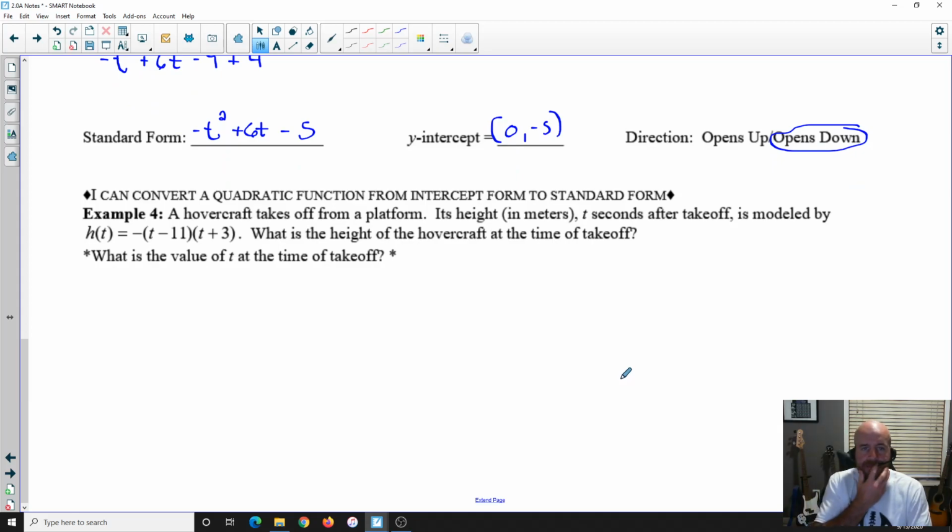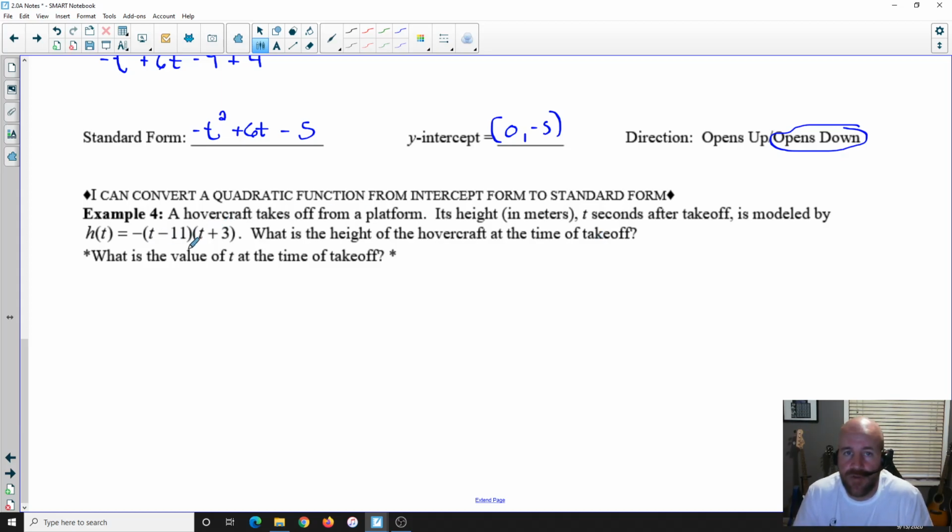All right, so last example here. We have a hovercraft takes off from a platform. Its height in meters, t seconds after takeoff, is modeled by h of t equals this function. So what is the height of the hovercraft at the time of takeoff? Okay, so let's think about this. At the time of takeoff, how many seconds have went by? 0 seconds. So we need to find out the y-intercept of this function.